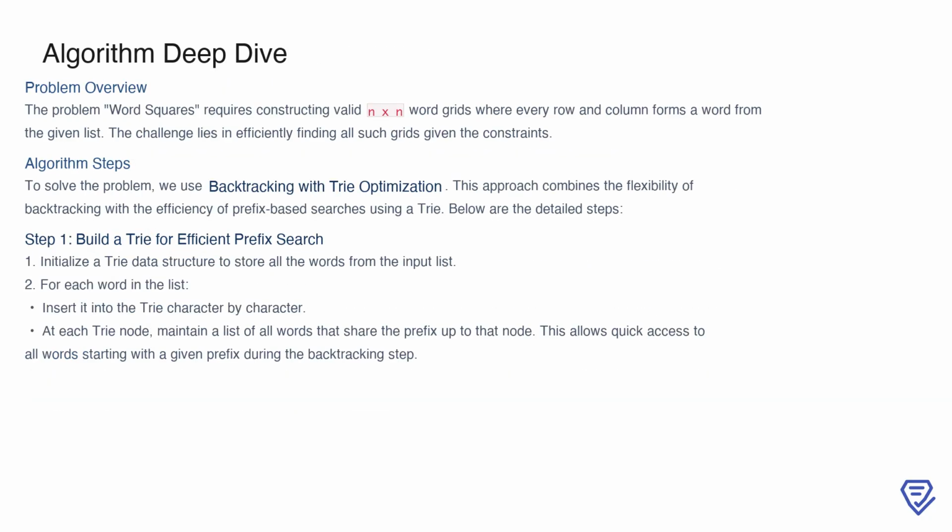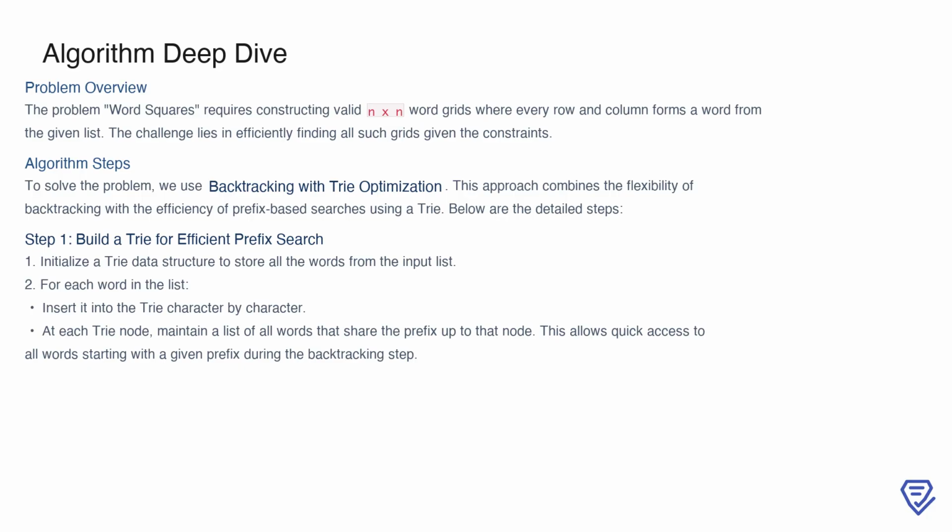The word squares problem challenges us to construct valid NxN grids where both rows and columns form words from the given list. This dual constraint, ensuring that rows and columns align, is what makes the problem intricate. To tackle this efficiently, we use a combination of backtracking and a tree data structure. Backtracking allows us to explore all possible configurations, while the tree helps us quickly identify words that match a given prefix. The first step in this process involves building the tree.